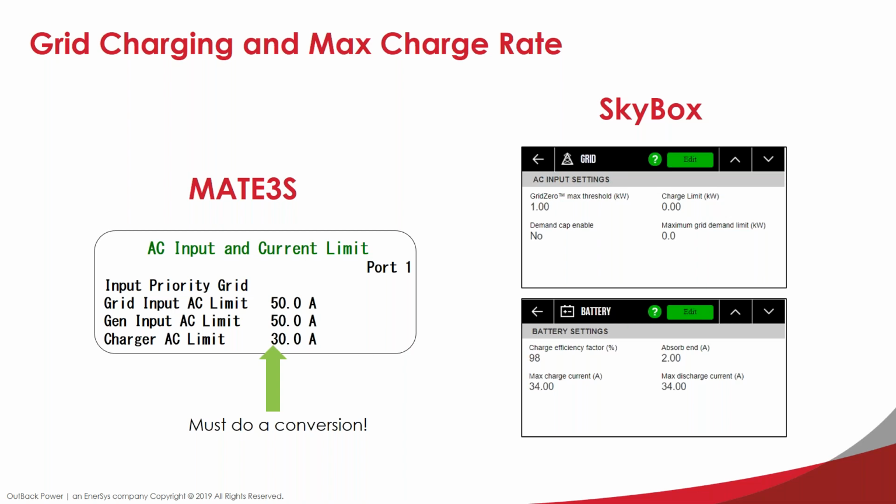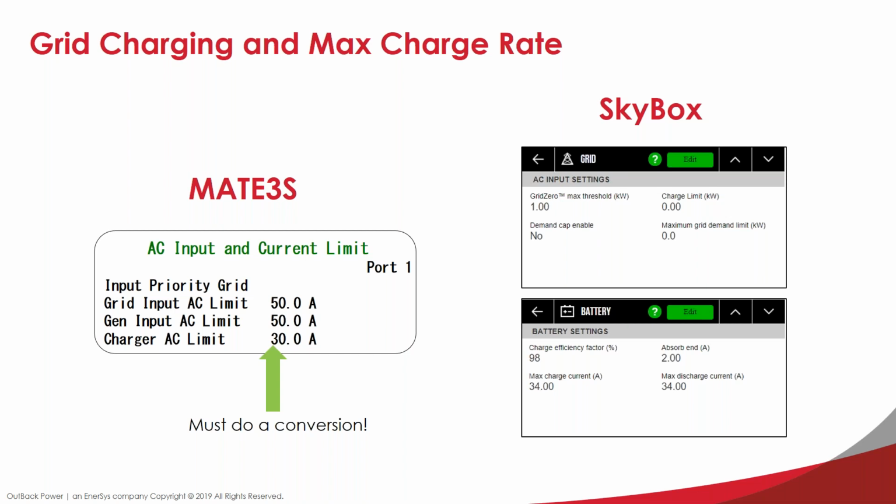Now, since we're in power, we can easily convert to AC amps. So we'll divide 4.9 kilowatts by 240 volts AC, assuming that we're connected to a Radian, which is a 240 volt input. So 4.9 kilowatts divided by 240 volts AC gives us about 20 amps AC. So in our case, we would lower the AC charger current limit to 20 amps from 30. So hopefully that made sense to everybody. And if not, we can always go over it again.